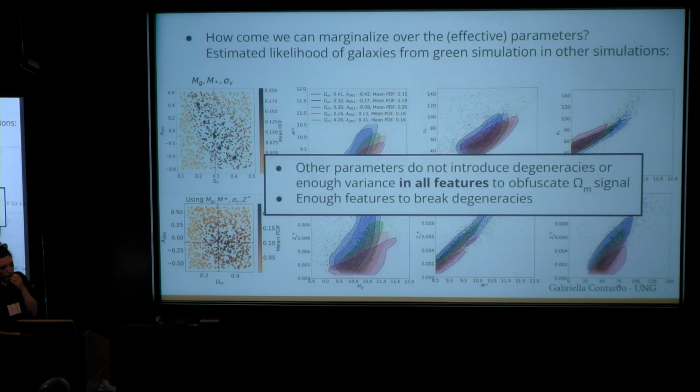What it means is that in total we have 13 features, and the other parameters don't introduce degeneracies or enough variance in the features where omega matter has an impact to obfuscate the omega matter signal. On the other hand, we also technically have enough features. If you think about a very simplified case where we have 5 parameters and a linear model, with 13 features you should always be able to predict the 5 parameters. So in a sense, it's not so surprising in the end.